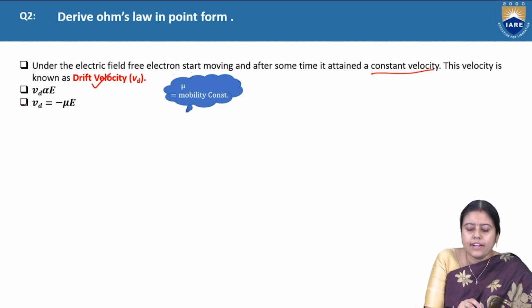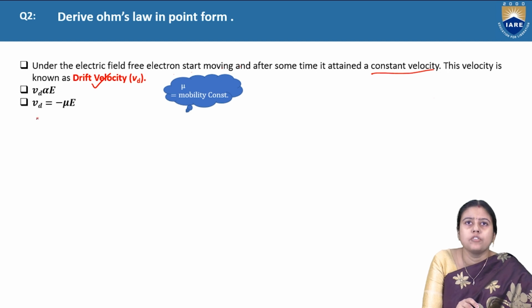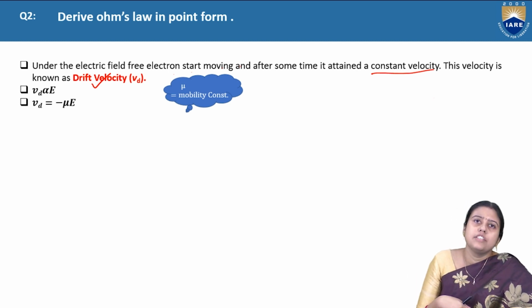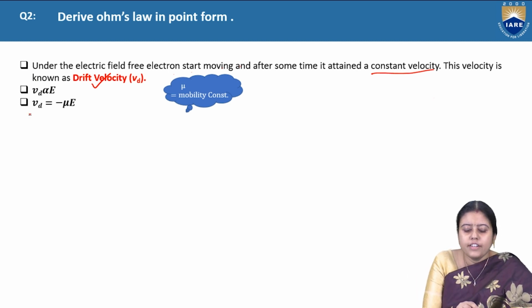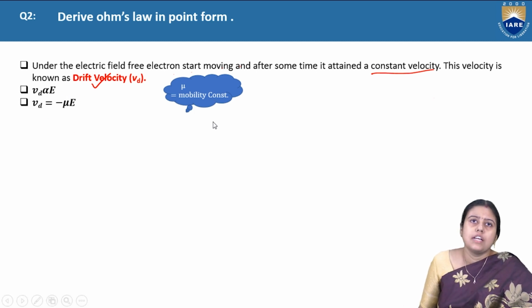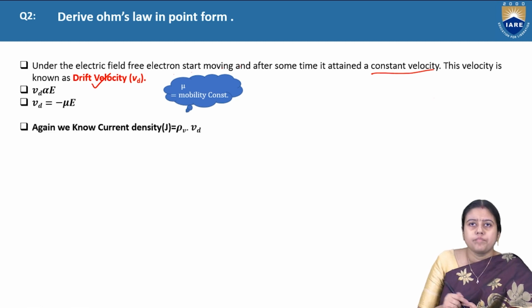So we can write that Vd, the drift velocity, is directly proportional to the field intensity. If we increase the intensity, the drift velocity will increase. So Vd is equal to minus mu into E, where mu is the mobility constant.